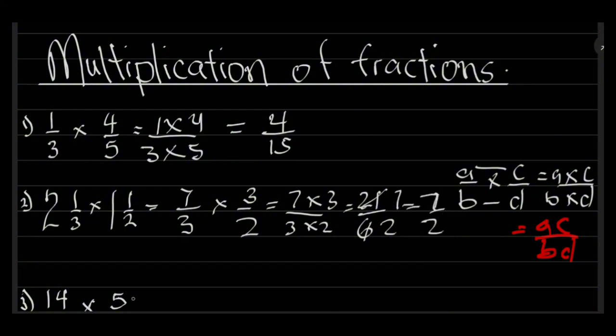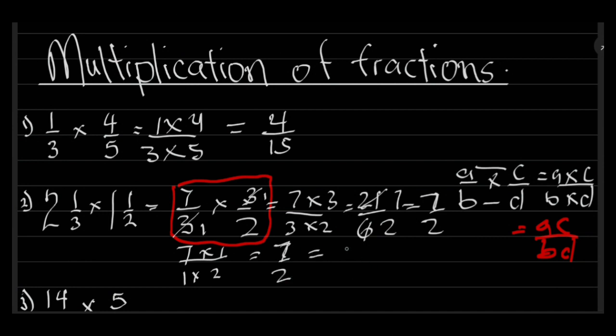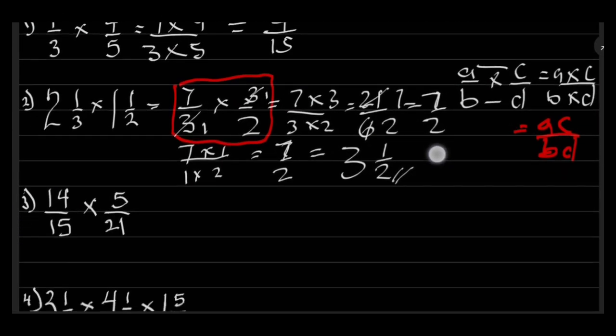But we could have also done the cancellation at this stage, or probably more preferably at this stage. So we could have had 3 cancelling itself 1, 3 cancelling 7 once. So we would have had 7 times 1 all over 1 times 2, which will give us 7 over 2. So 7 over 2 as an improper fraction would give us 3 whole number 1 over 2. That's as simple as it gets.